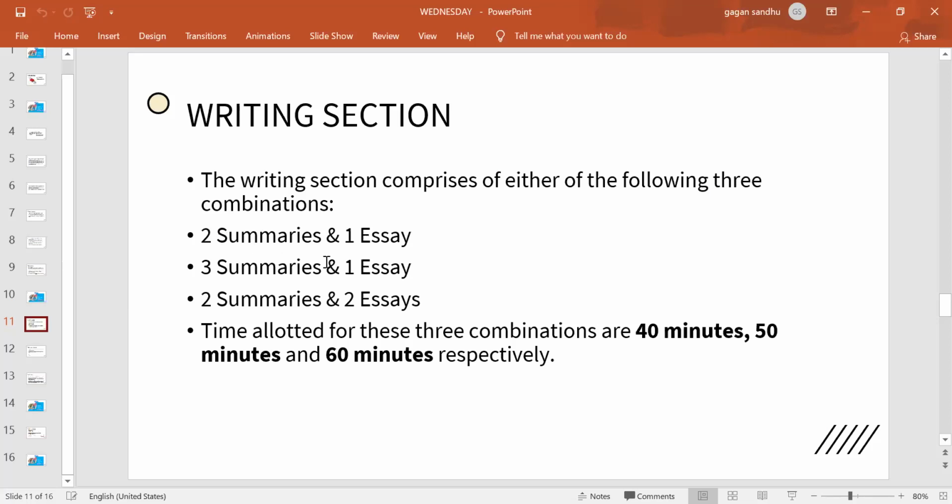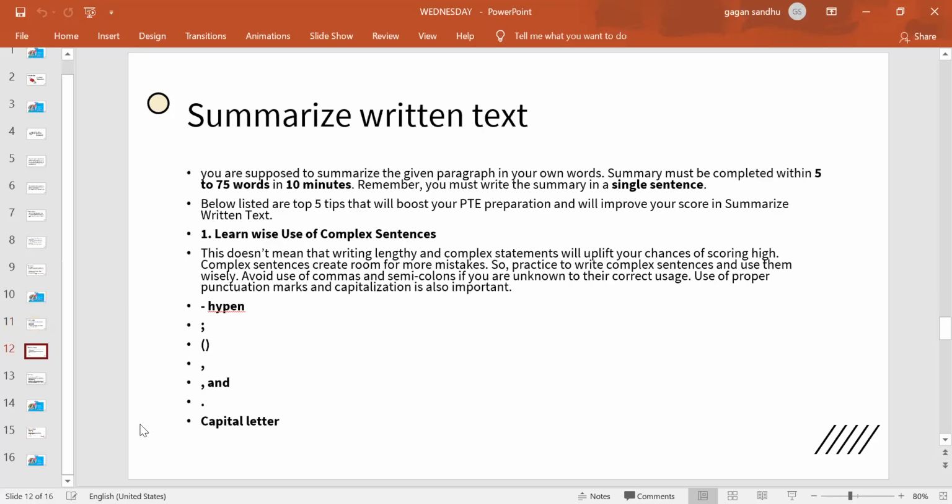The most common is the first one, where you get 2 summaries and 1 essay to write. But the others can definitely occur, because some students get 2 summaries and 2 essays to write in the writing section as well. So this can be any combination for you.